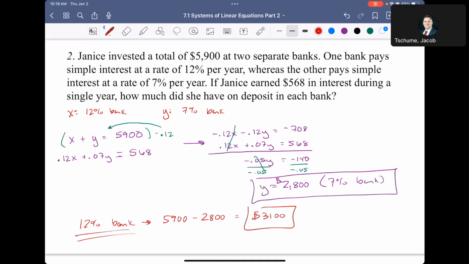And so very similar to the last problem we did, with the only difference being be careful about the percentages. Remember, move your decimal to the left twice before you plug it into your problem.